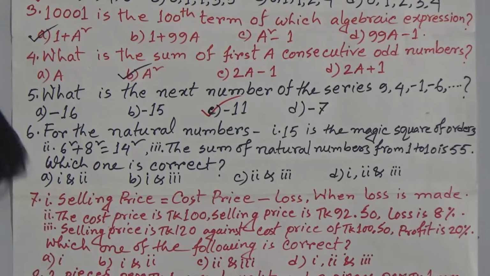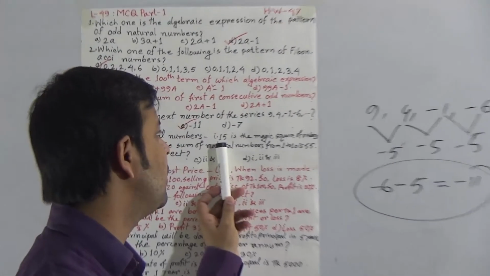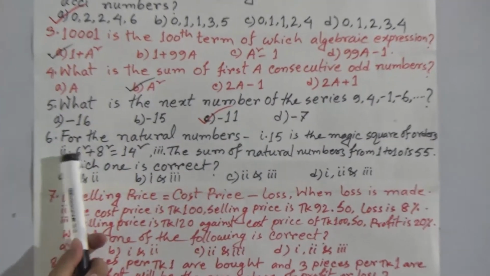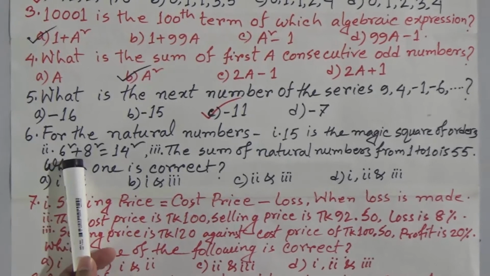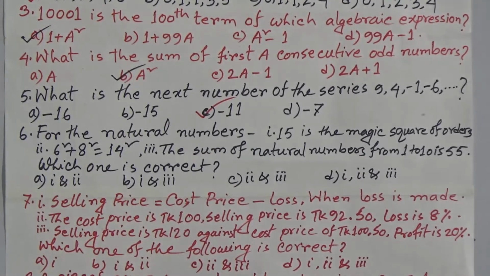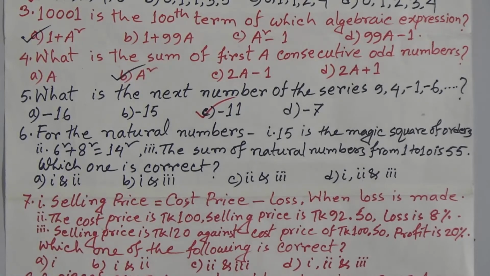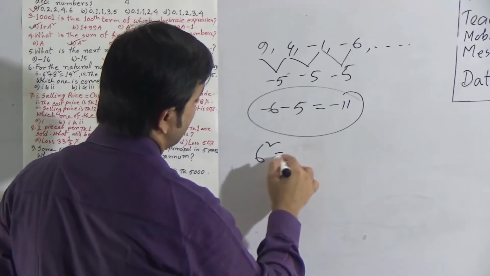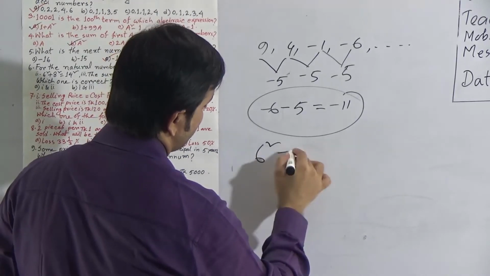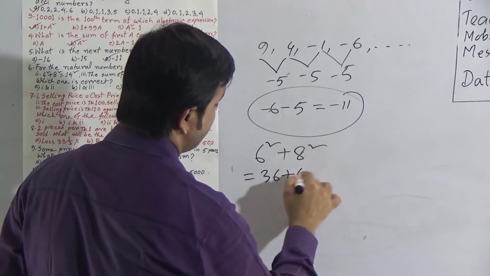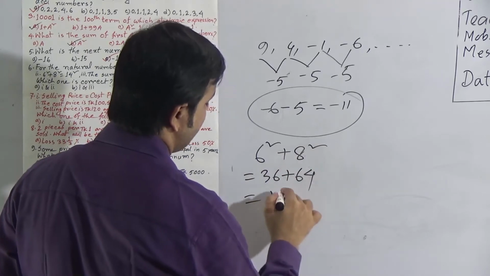Okay, now dear students, you know 15 is the magic number of the magic square of order 3. This information you know. And question 2: 6 square plus 8 square equal to 14 square. Dear students, you know that 6 square means 36, 8 square means 64. Now if you add, you will get 100.